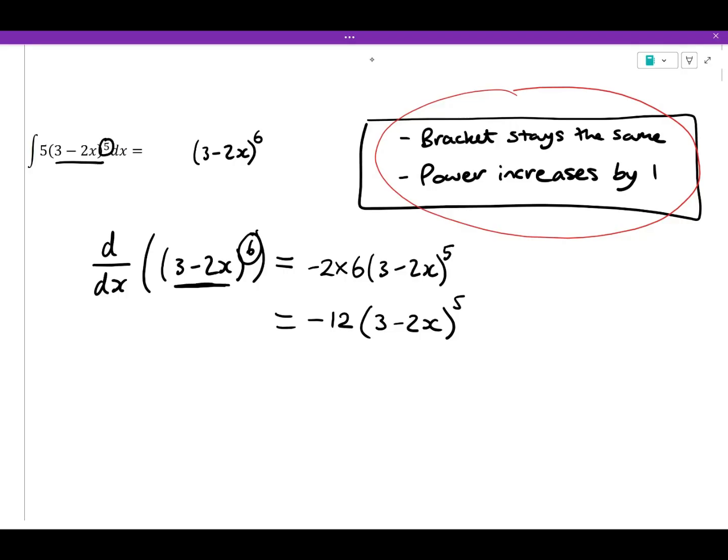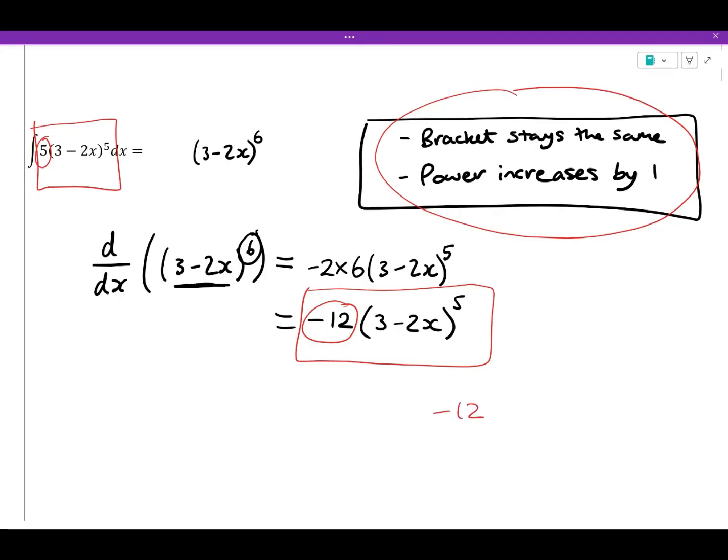So what we now need to do is compare what I've got down here with my initial question and ask myself, are they exactly the same? Clearly not. We have a negative 12 here. We've got a 5 here. So we're going to have to do something to adjust for that. So I need to consider, how do I get from negative 12 to 5?